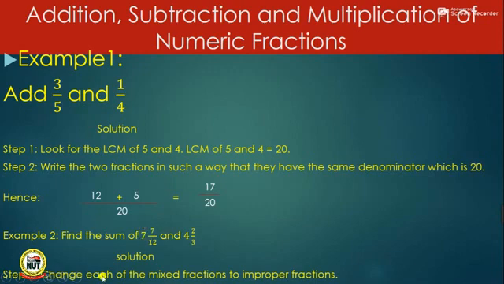So the first step you need to take whenever you are to add fractions of this nature is to change the mixed fraction to an improper fraction. In other words, we're going to change 7 whole number, 7 all over 12, which is a mixed fraction, into an improper fraction. And then we're equally going to change 4 whole number, 2 all over 3, which is a mixed fraction, into an improper fraction. Let's quickly see how to go about it.